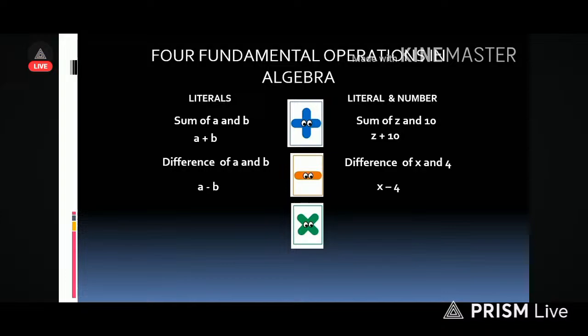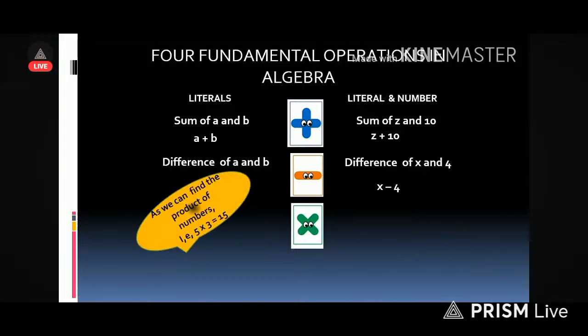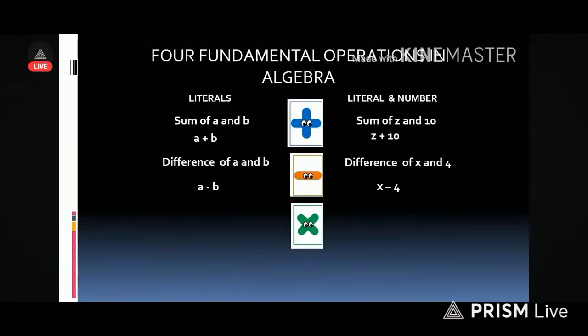Now its multiplication. As we know, 5 into 3 is equal to 15. Hence, we can find the product or multiplication of a and b, that is a into b. Product of b and 7, b into 7 is equal to 7b.